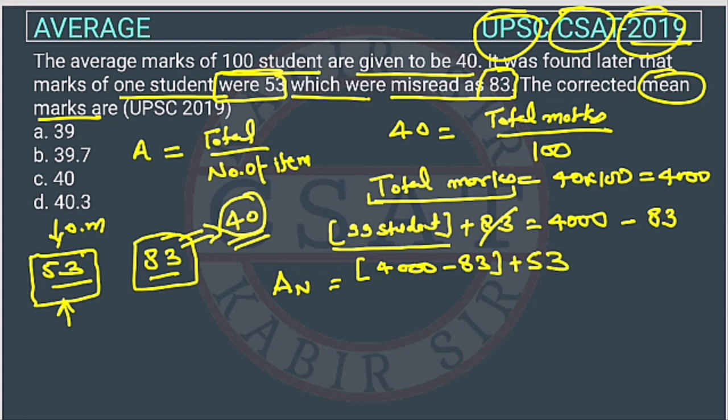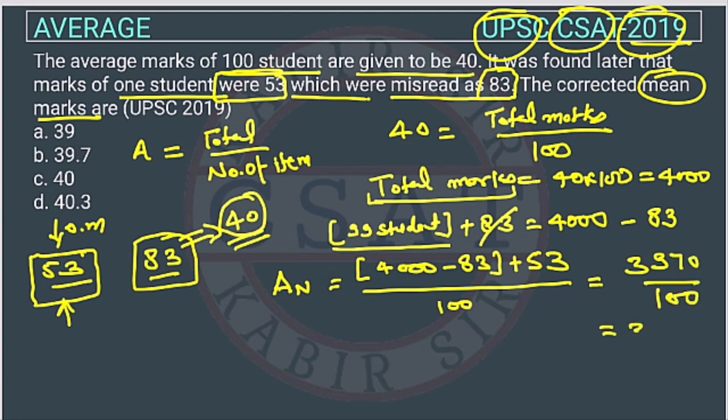So its original marks is 53. So this will be divided by 100, right? So we have to calculate this. So the average marks will become how much? The difference is the marks of 30, right? So it will be 3970 upon 100. So it will be 39.7, right? So the answer option B is the correct answer.